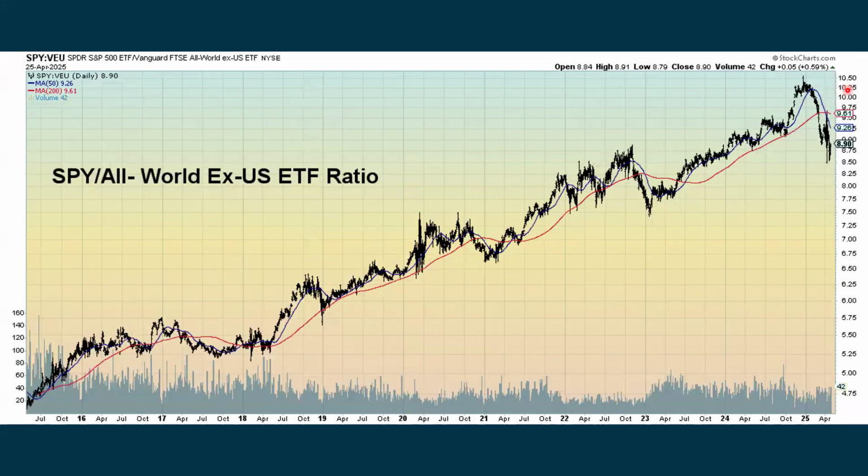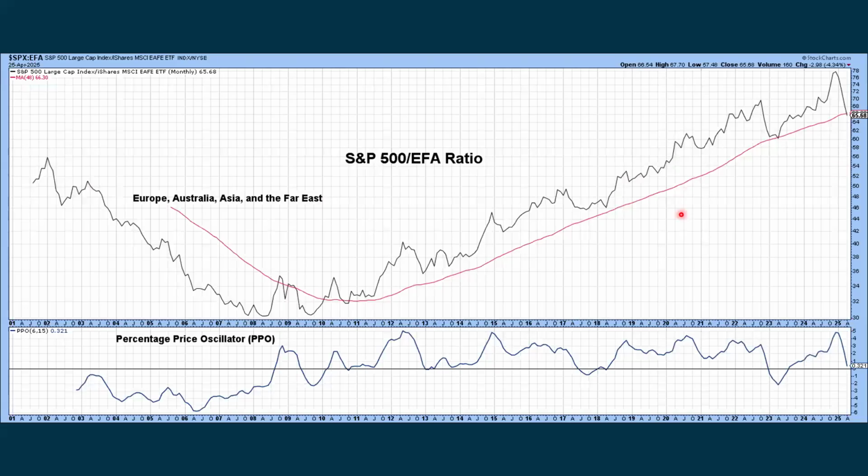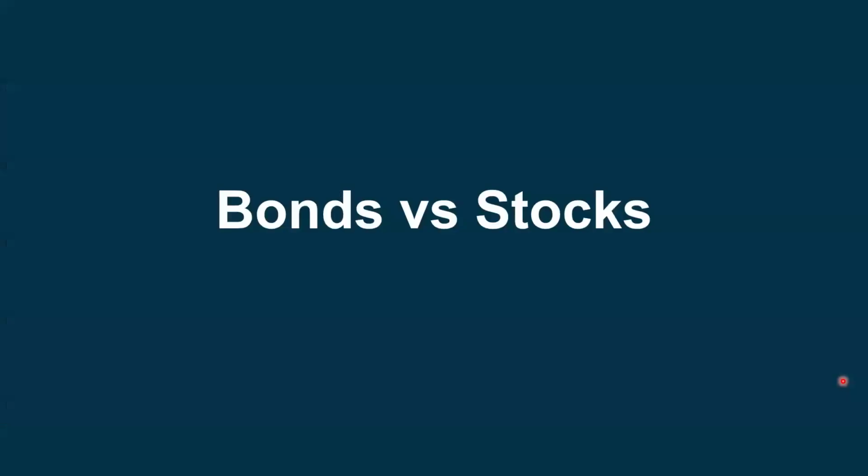And then we do a ratio of the SPY to the stocks in the rest of the world. This is in a downtrend, just showing that world stocks have been outperforming so far in 2025. Another ratio between the S&P and stocks in Europe, Australia, Asia, and the Far East. This is longer term. This is a monthly chart. We're starting to come down below the 12 period, this is the 48 period moving average here. And the momentum is also going down, meaning that US stocks have been weaker than stocks across the globe.